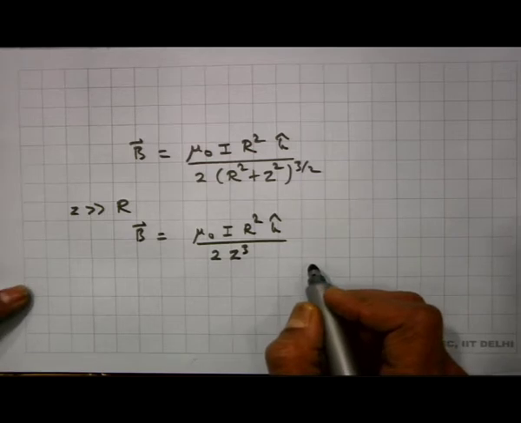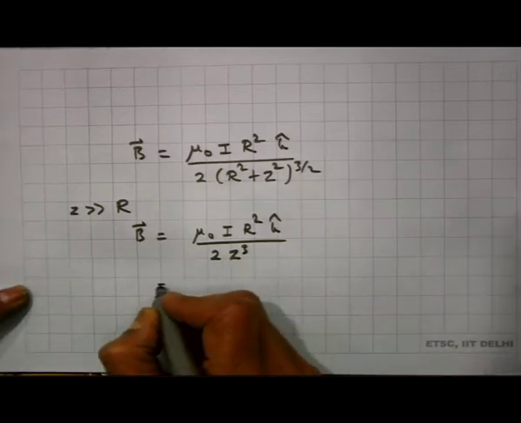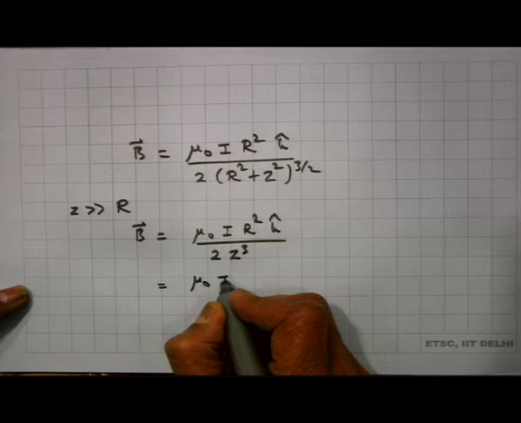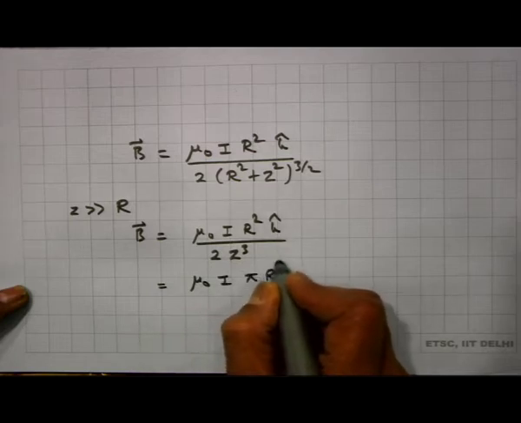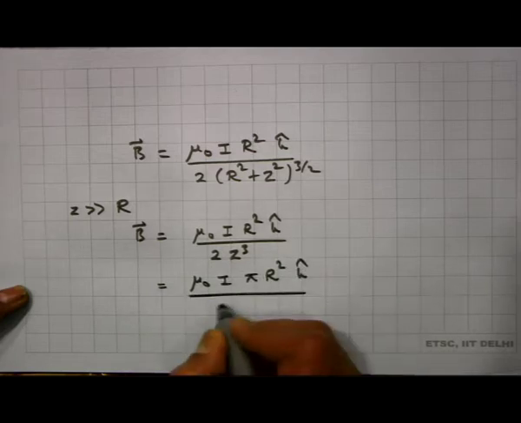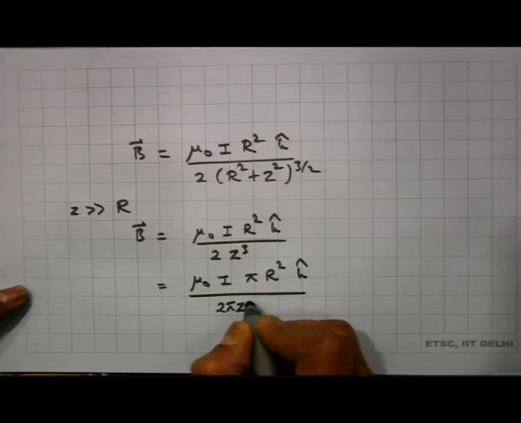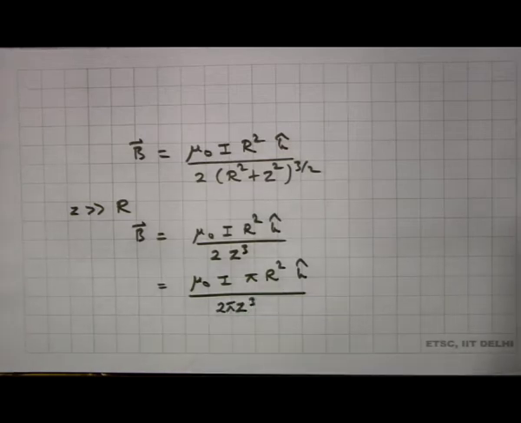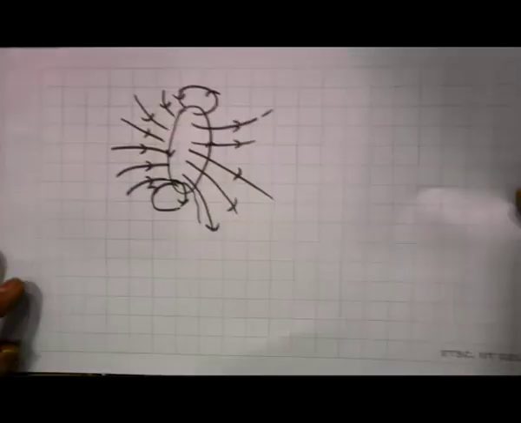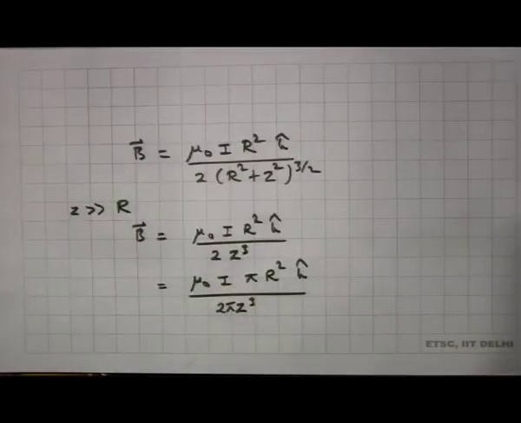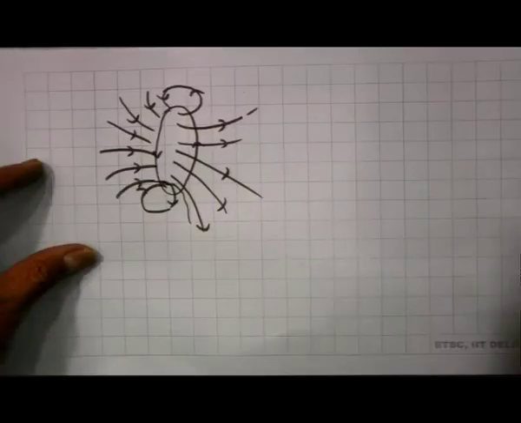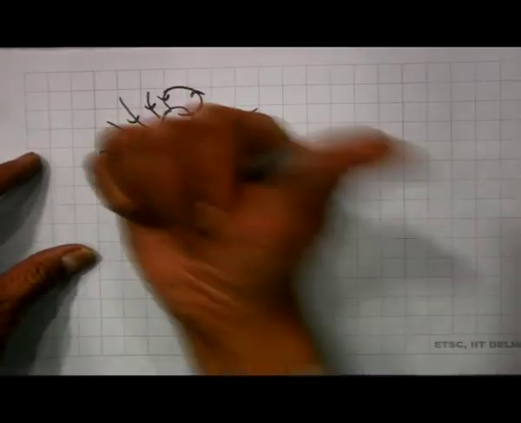So, I multiply and divide by pi. I can write this as mu naught I pi r square k cap by 2 pi z cube. Now, what is pi r square? Pi r square happens to be the area of this loop. R is the radius of the loop and pi r square is the area of the loop, and the loop is carrying a current like this, and this is my direction.